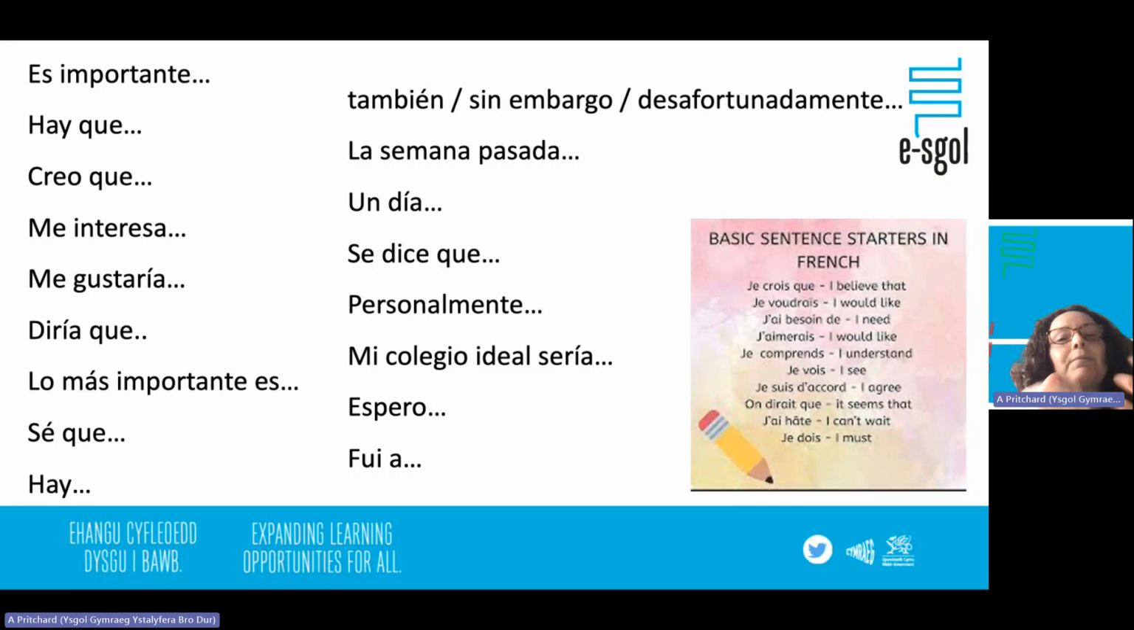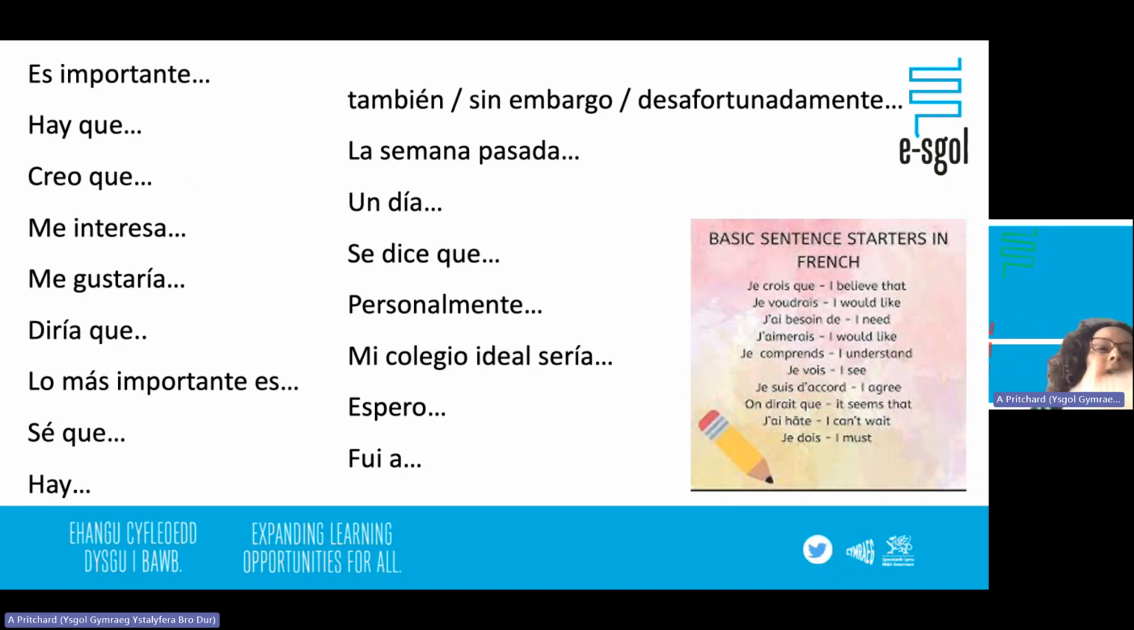Me interesa, so something that you're interested in. And again, that could be a noun, it could be a verb. Me gustaría, I would like to. So you've got the conditional tense coming in there. Diría que, I would say that, again, conditional tense. Lo más importante es, the most important thing is, sé que, I know that, and hay, there is, or there are.